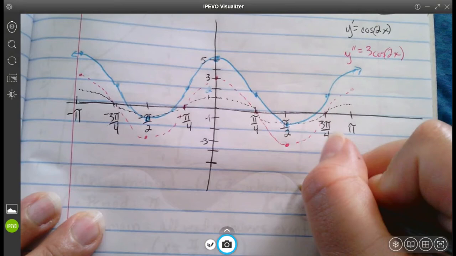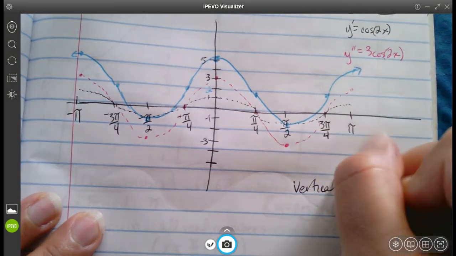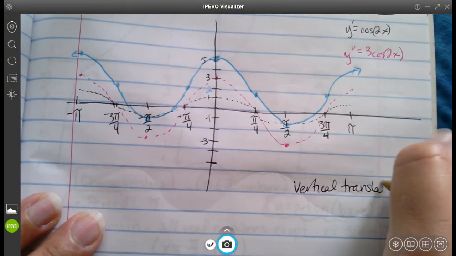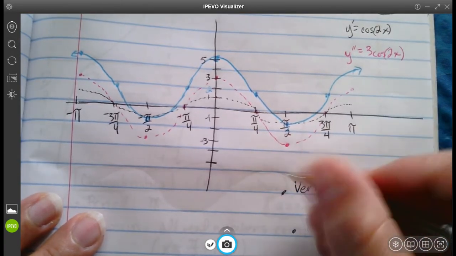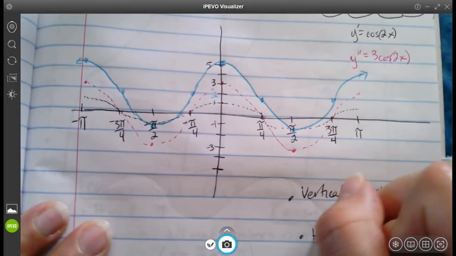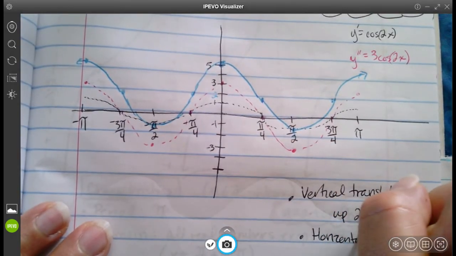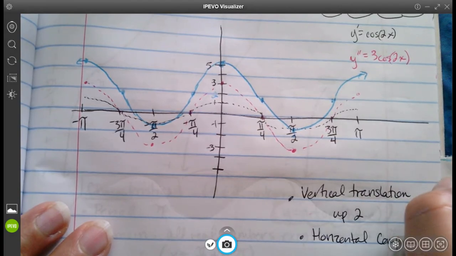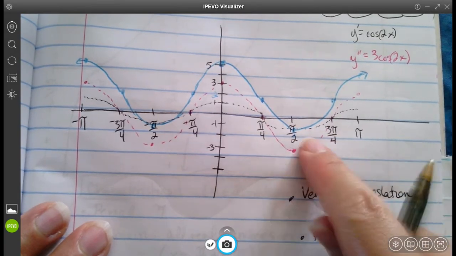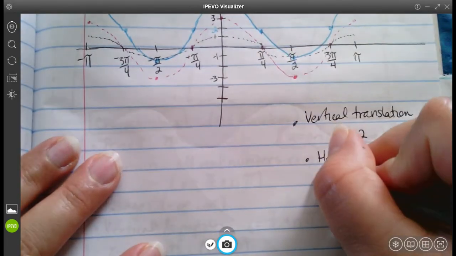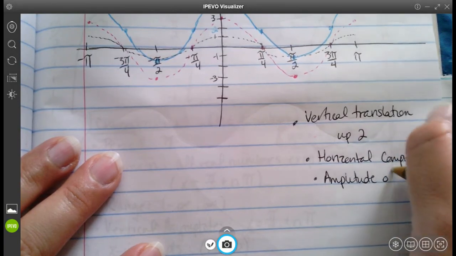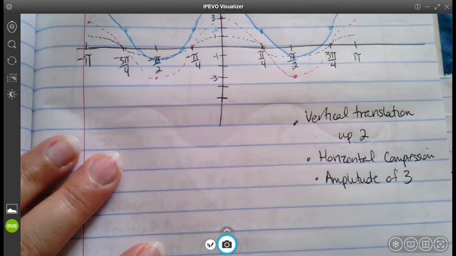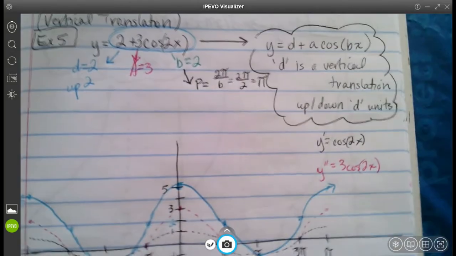So this one had a vertical translation up 2. It had a horizontal compression by the 2 in there. I'm just going to leave it as a horizontal compression. And it has an amplitude of 3. Okay? And I will show you the last one just so you can copy it, and we can do this one in class together.